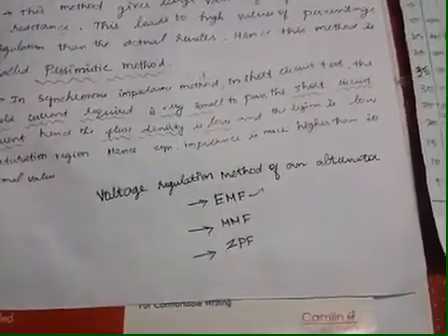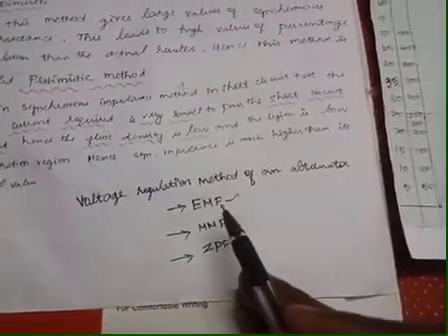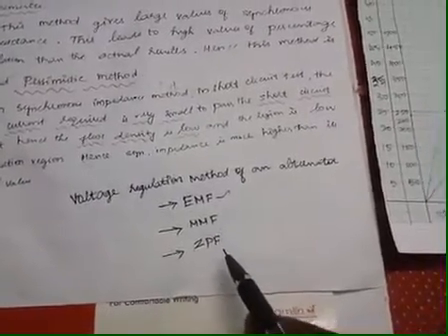Good morning, students. Today we will see the voltage regulation methods of an alternator. Here there are three methods: EMF method, MMF method, and ZPF method.